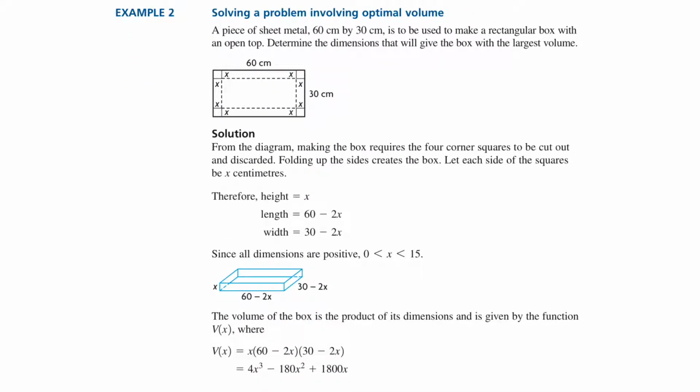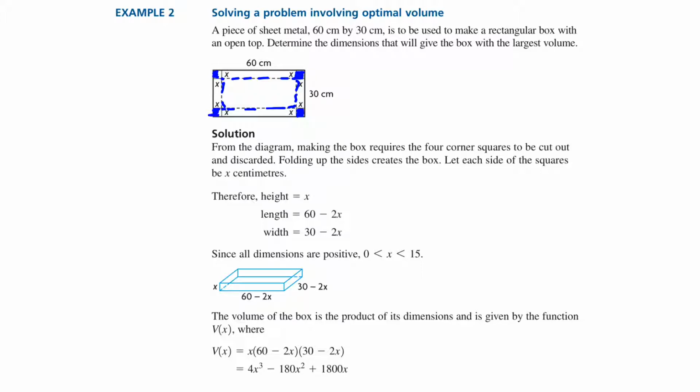Example 2. We have a piece of sheet metal, 60 by 30. We cut 4 equal squares from 4 corners, and by folding up, we make an open top box. We are looking for the value of x, the length of the square that we cut from the corners, to have the maximum volume.